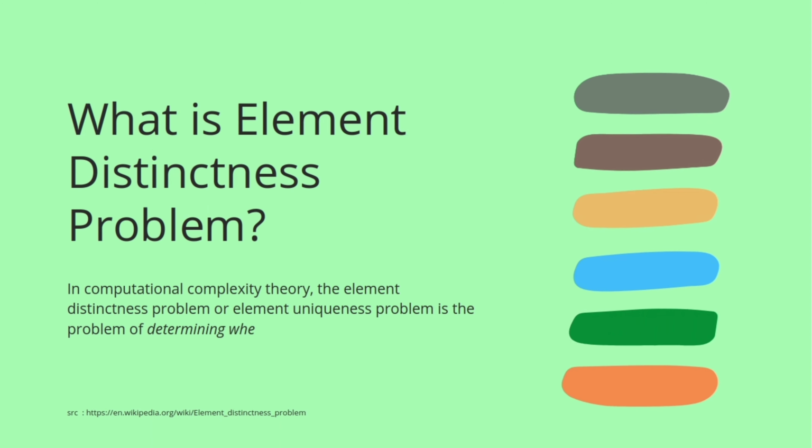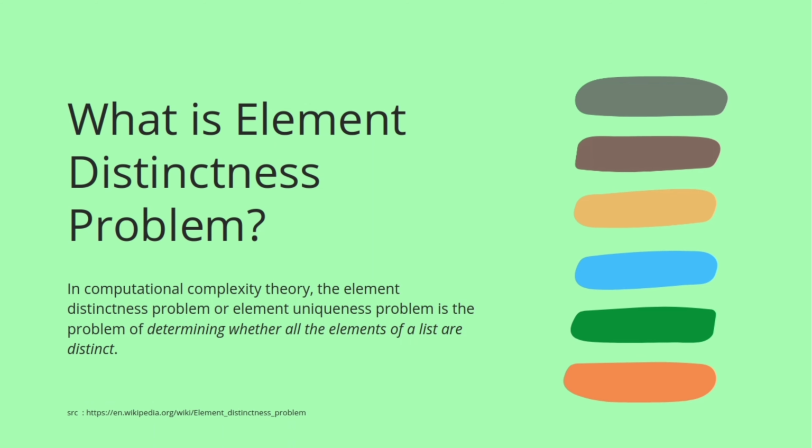First things first, what is the element distinctness problem? In computational complexity theory, the element distinctness problem or element uniqueness problem is the problem of determining whether all the elements of a list are distinct or not. In simple words, to find if a given list of elements contains duplicates or not.